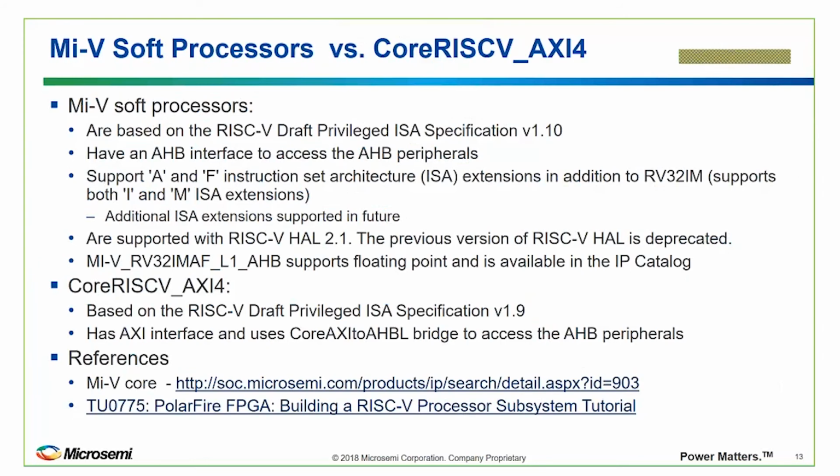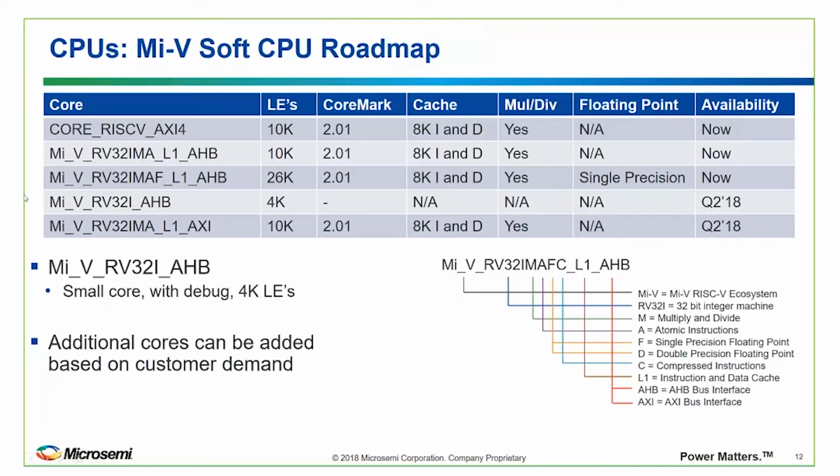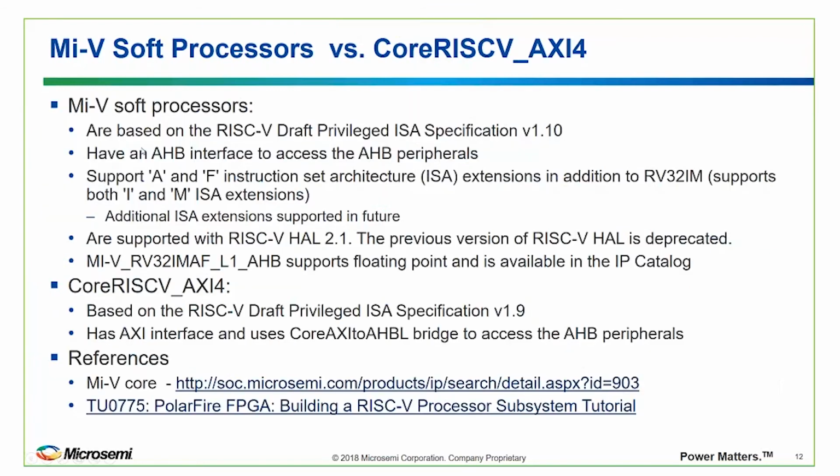So it might be a little bit confusing because we have these My5 soft cores now, the ones right here, My5 RV32I MA, and we also have the core RISC-V, which was the original core. The My5 soft cores are based on the RISC-V draft privilege ISA spec version 1.10. And the ones that are available today have the AHB interface to access the memory and the peripherals. We support the A and the F instruction set architecture in addition to the RV32IM.